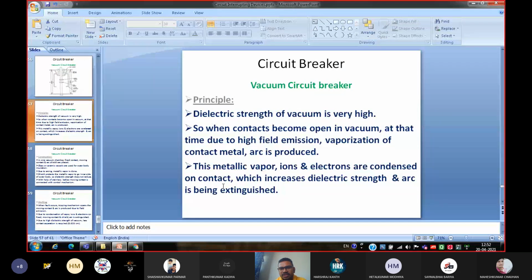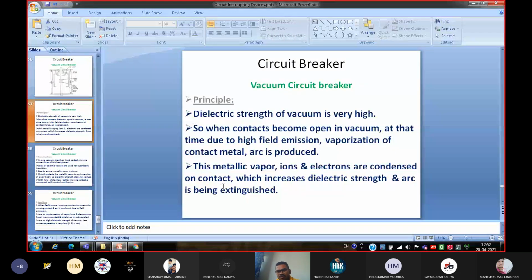This is the process. When contacts become separated in vacuum, what happens? Vaporization of the metal occurs, producing metallic vapors. Due to the high field emission, ions and electrons are generated. Okay, so this metallic vapor, ions and electrons are condensed on the contact.